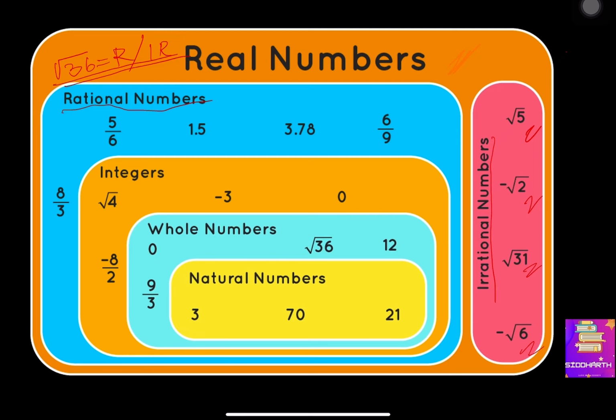Rational numbers: 5 by 6, 1.5, and so on. 1.5, how is 1.5 a rational number? 15 by 10, right? That way also you can represent it.